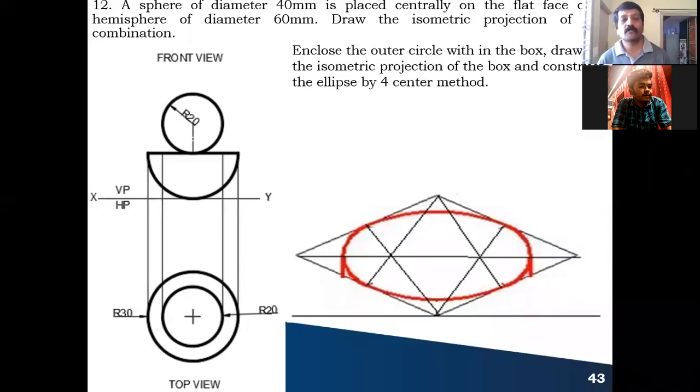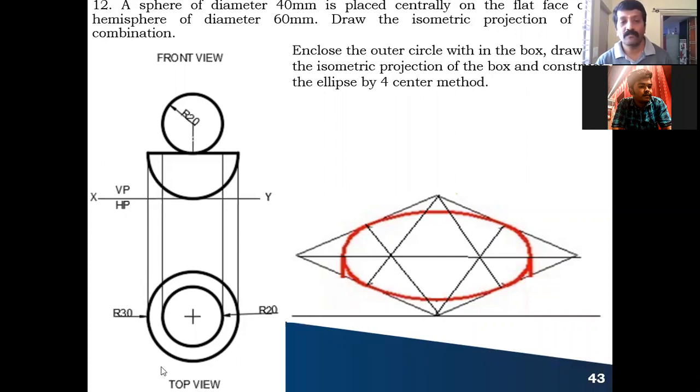So once the front view and top view are completed, first let me draw the isometric projection of the hemisphere. Above that, I will be placing the sphere. So before starting this, you enclose this outer circle within the box. So after this, as usual, you draw the horizontal projector line. You take any one point here, draw a 30-degree line on either side. You know this. So after this, you take the box. It's a square box.